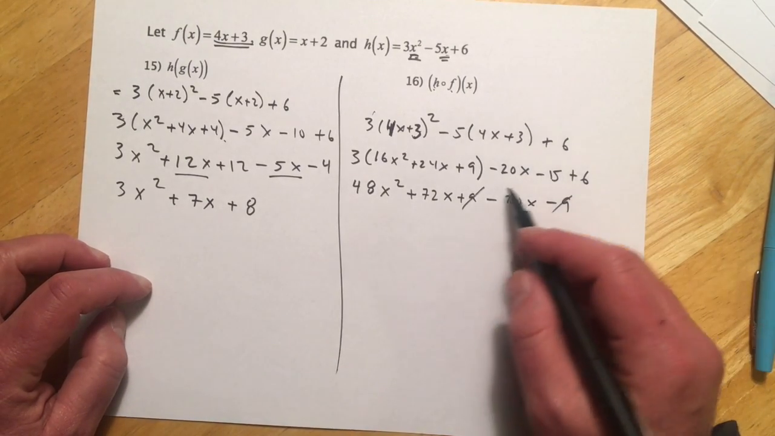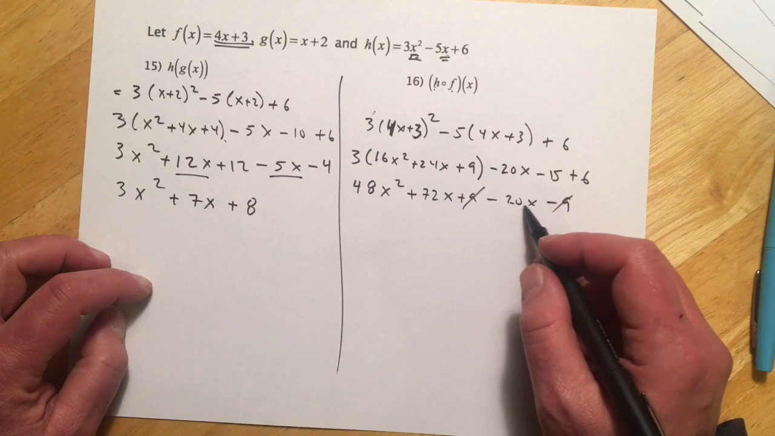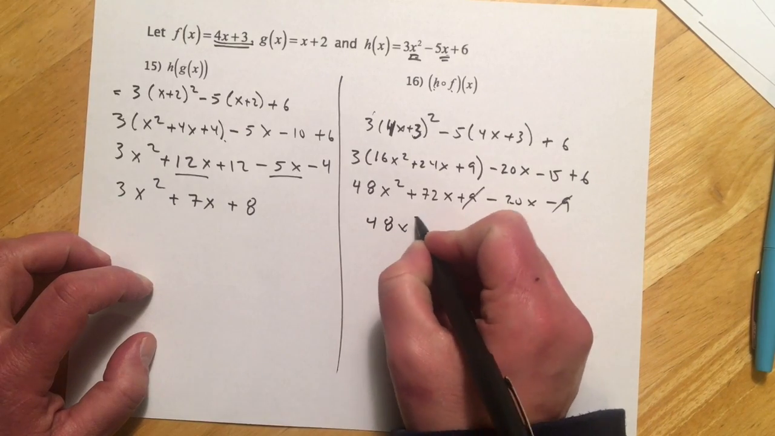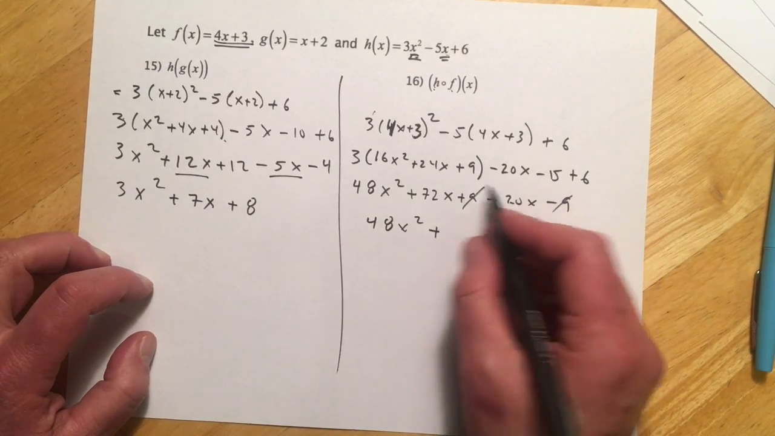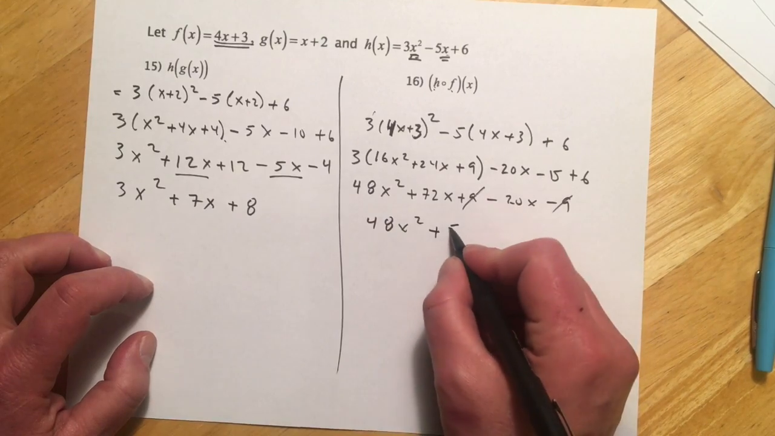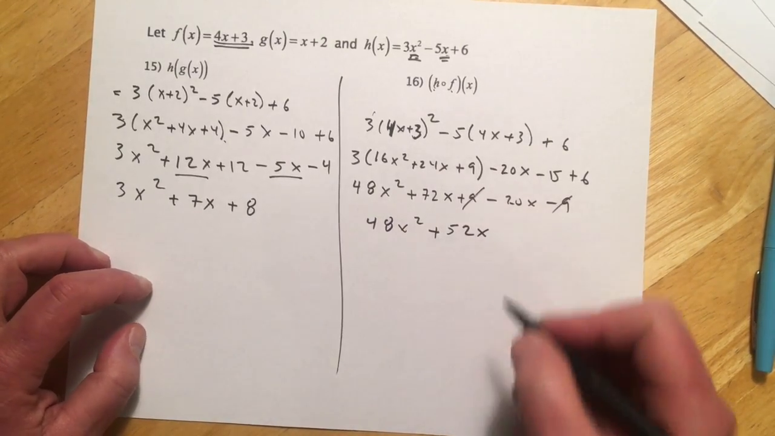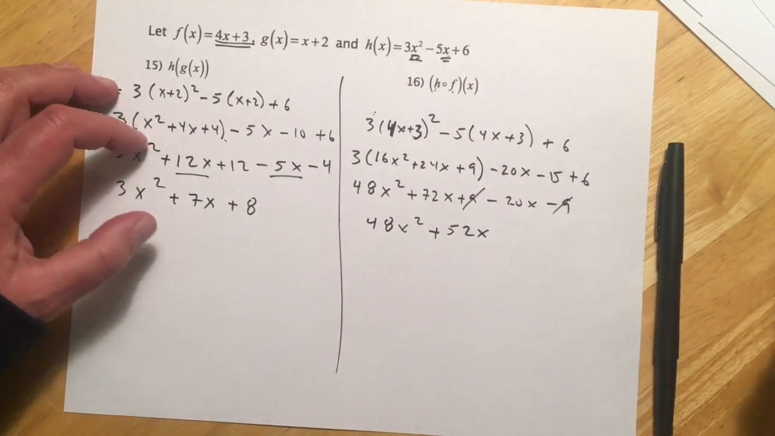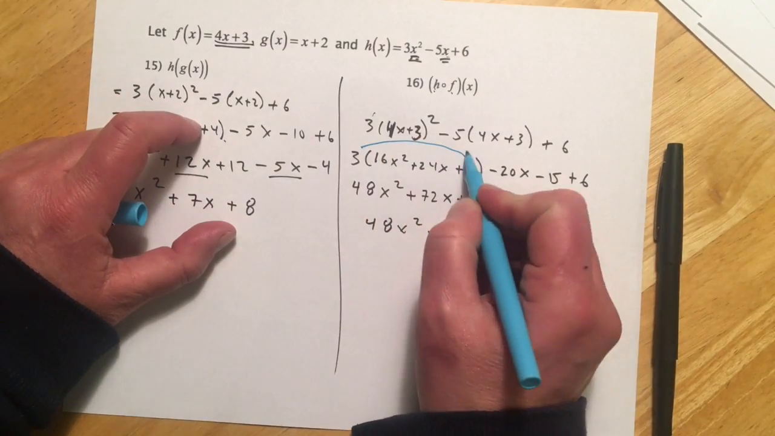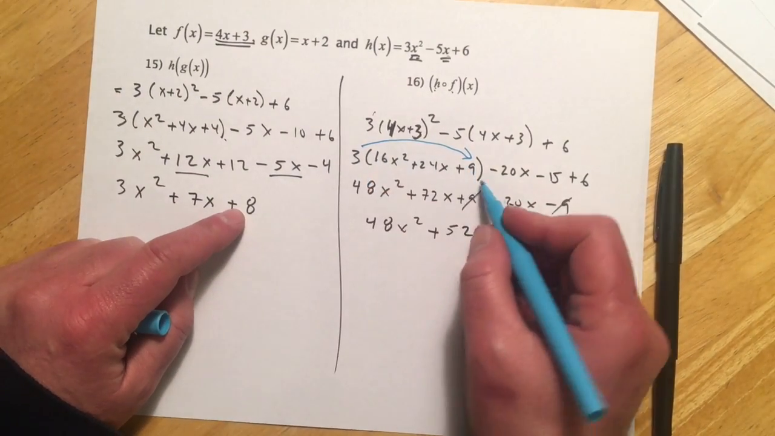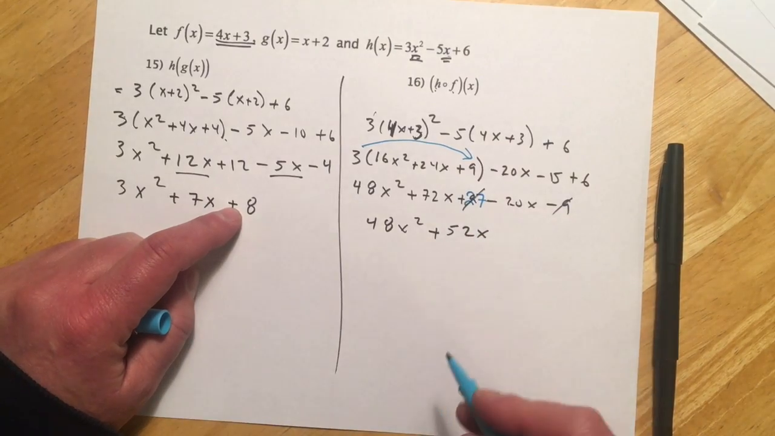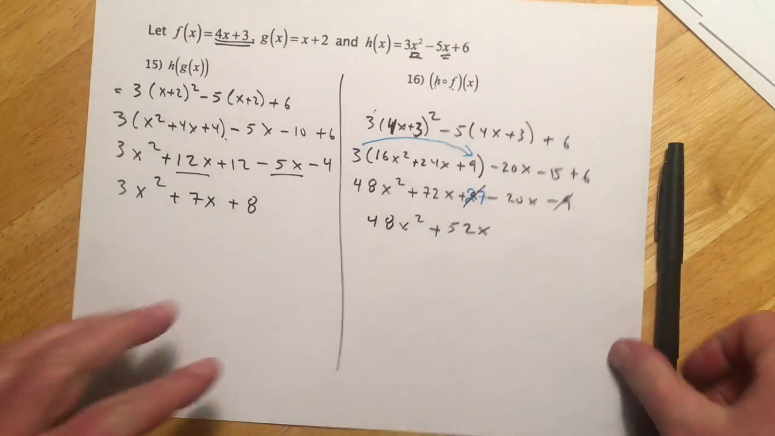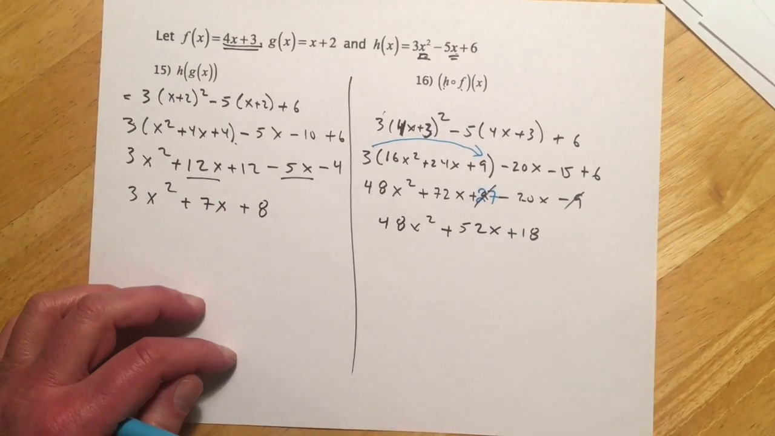Oops, wait a second, I have a bad sign. Minus 9. Oh, I think I'm good. And so then that's going to be 48x squared plus 72 minus 20, so that'd be 52x. I just found my error. Okay, it's right here. Yeah, I love when I catch this before I shut the video off. So let me fix that real quick. So 3 times 9 is 27 right there. And so then 27 minus 9 is going to give us a plus 18 right there. Sorry about that.